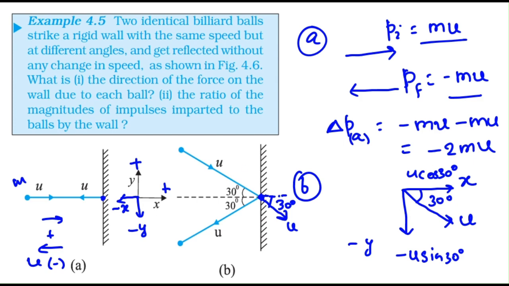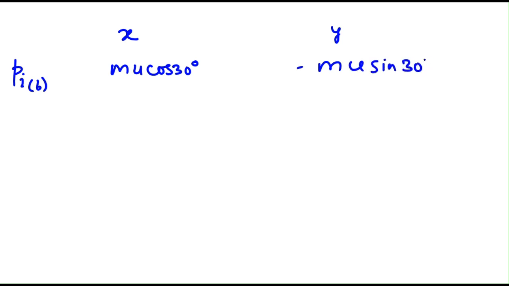Let's tabulate these two things along the x-axis and along the y-axis. Initial momentum in the case of the second event: along x, this is mass times u cos 30 degrees, and initial momentum along y will be minus m u sin 30 degrees. Next, the final momentum along the x-axis. Let's go back to the diagram.